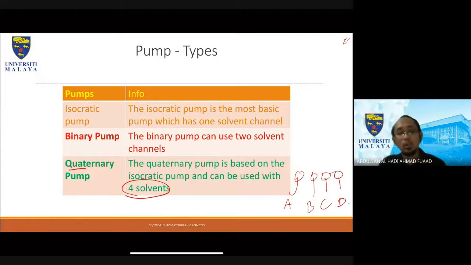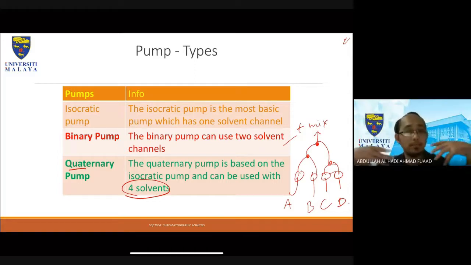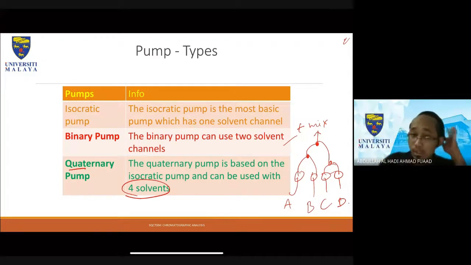Even without a quaternary pump, if you have a binary pump plus a mixer, you can have A and B mixed together before they flow through your HPLC system. That can also happen. So having a quaternary pump doesn't mean it's always the best. Again, at the end of the day, it depends on your budget.